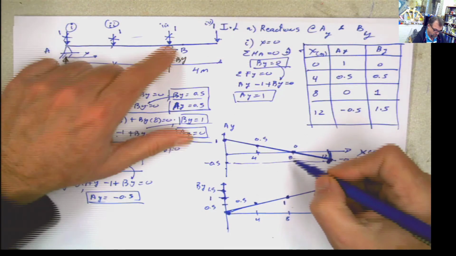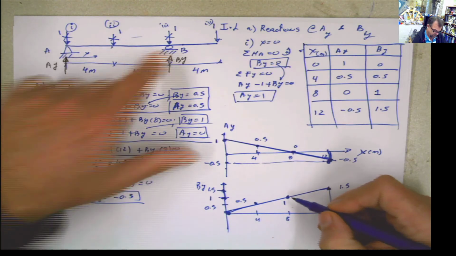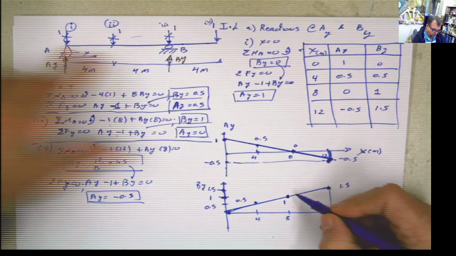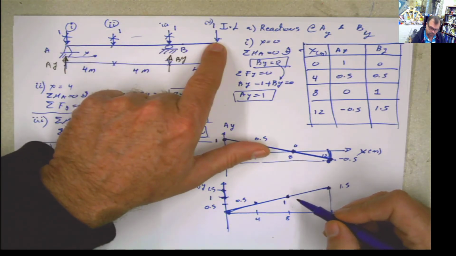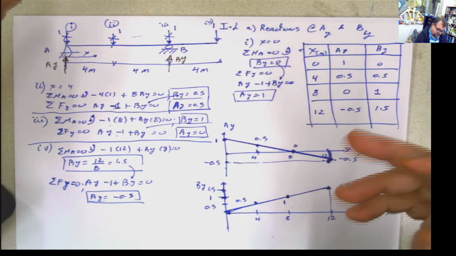If the load is at the center, half and half. Now when the load is on top of B, B absorbs everything, and A doesn't. B absorbs everything here, and A doesn't absorb anything. And when you pass, now look what happened when you pass this thing.